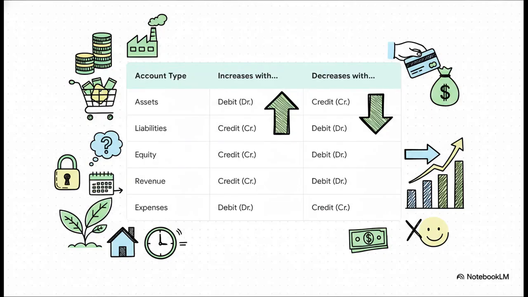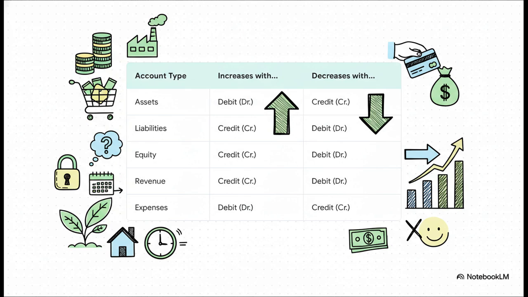Okay, now this slide right here is where it all comes together. This table lays out the entire logic of the system, and it's all based on the fundamental accounting equation, which I hope you remember: assets equals liabilities plus equity. That equation must always be in balance. Let's look at how these debit and credit rules make that happen. Let's go through it slowly. Look at assets. These are things the company owns, like cash, buildings, equipment. They're on the left side of our big equation.